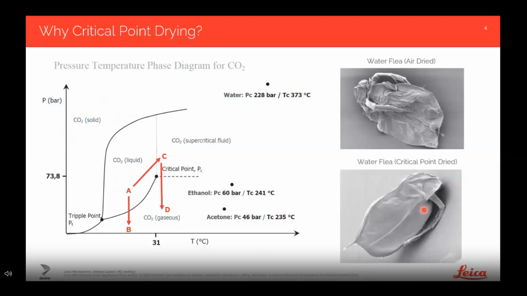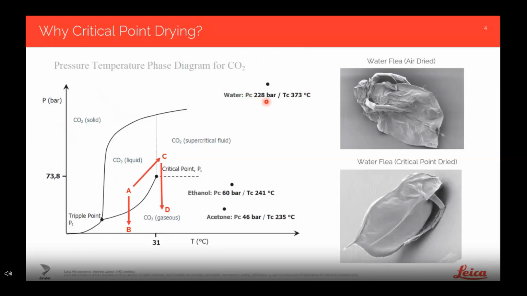Because we're not crossing any solid phase transformation lines on our phase diagram, we avoid that volume change, and we're left with a much better preserved structure. Okay, so now we'll talk a little bit about why CO2. Again, for life science applications, most of our samples are going to tend to be water-based.